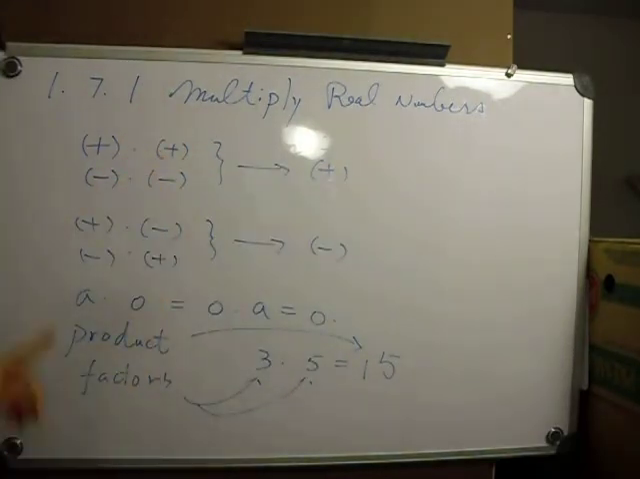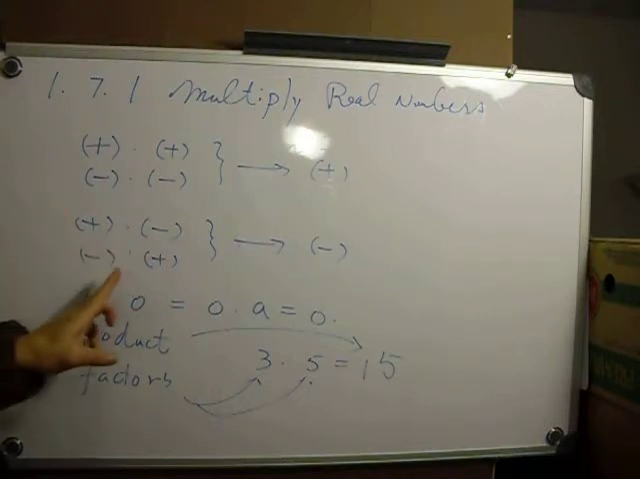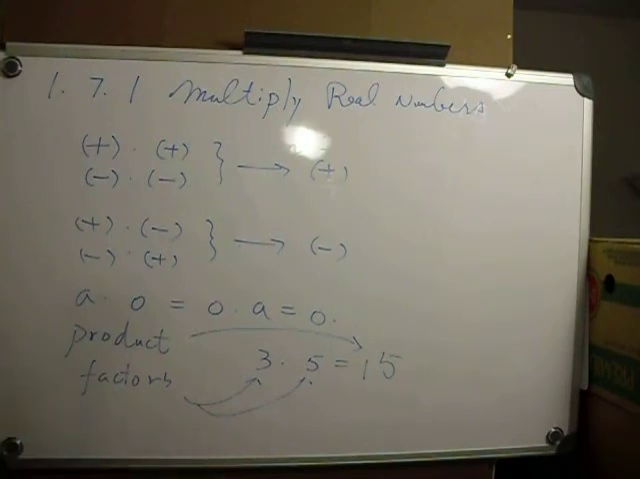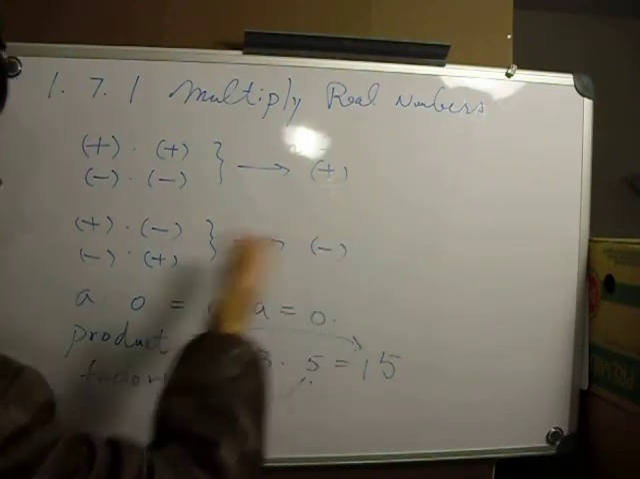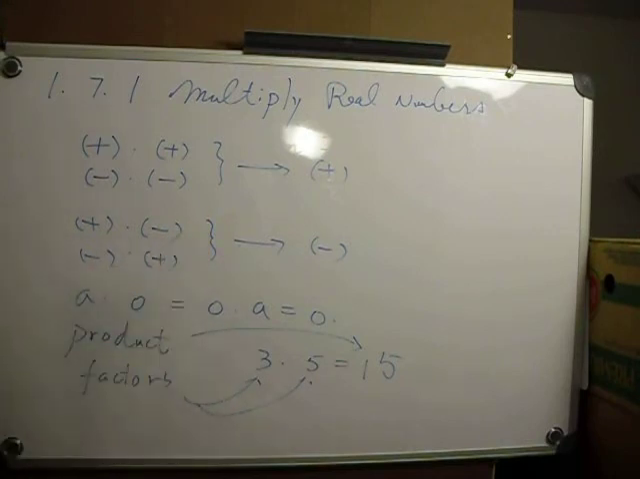That's rule number one. Rule number two, unlike signs, positive times negative or negative times positive, whatever the numbers are, we'll get a negative result. The value again is the product of the absolute values of these two numbers.